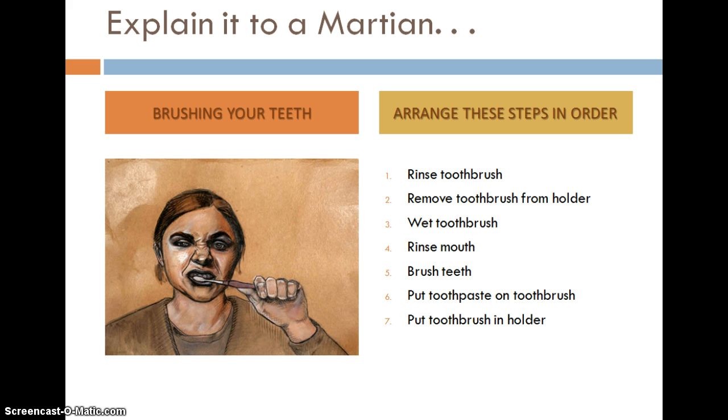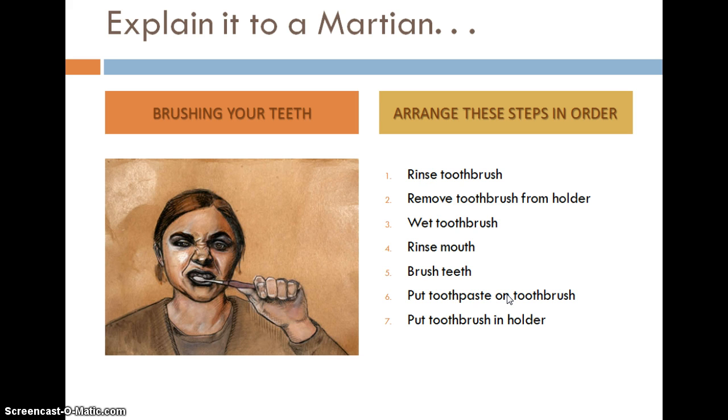Let's take a little practice here and talk about how we would explain it to a Martian. Let's talk about brushing your teeth and taking that step by step. Look at these particular steps here on the side. There are 7 of them, and I want you to see if you can try to arrange these steps in order. For example, number 1, you would start with rinse toothbrush. Number 2 says remove toothbrush from holder. Number 3 says wet toothbrush. Number 4 says rinse mouth. Number 5 says brush teeth. Number 6 says put toothpaste on toothbrush. And number 7 says put the toothbrush in the holder.